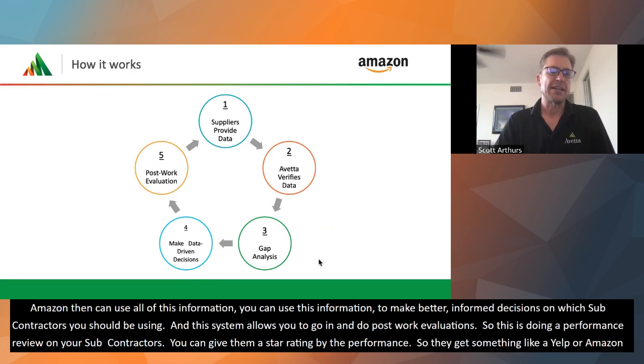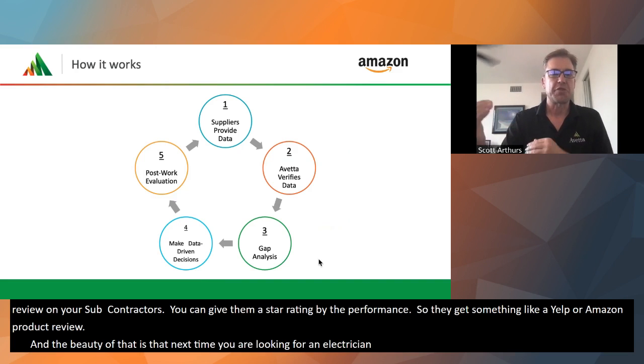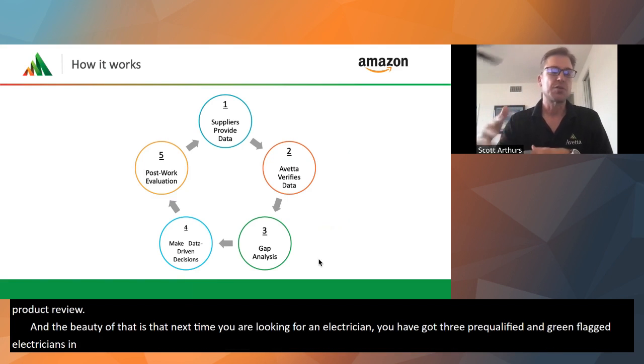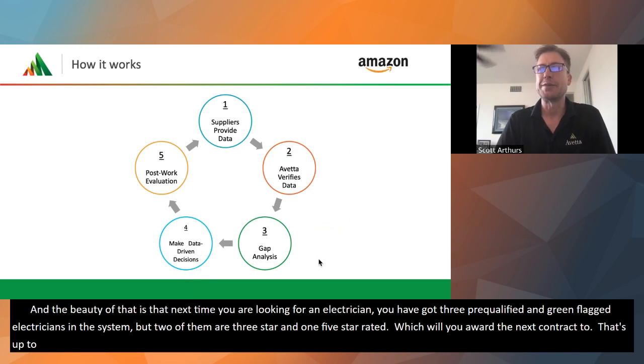And the beauty of that is that next time you're looking for an electrician, you've got 3 pre-qualified and green flagged electricians in the system, but 2 of them are 3-star rated and 1's 5-star rated. Which one are you going to award the next contract to? Well, that's up to you, but 5-star looks better.